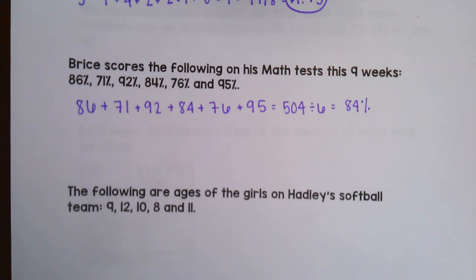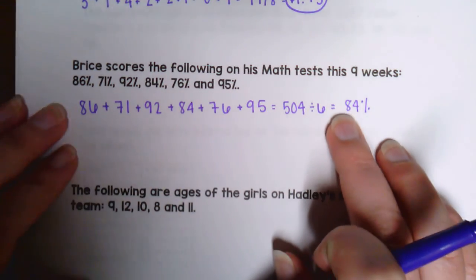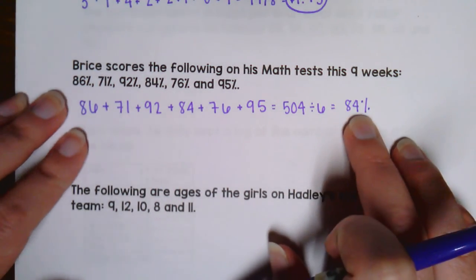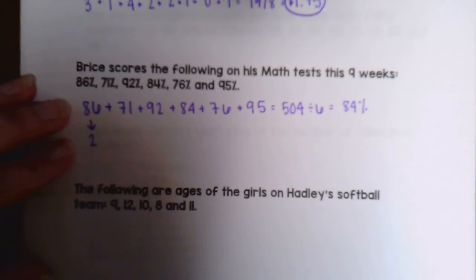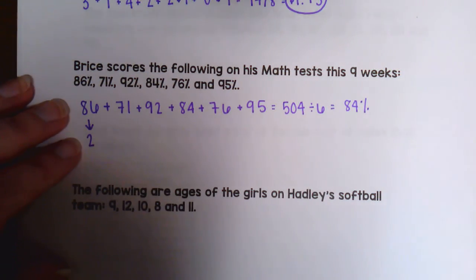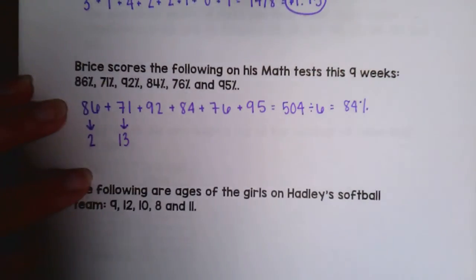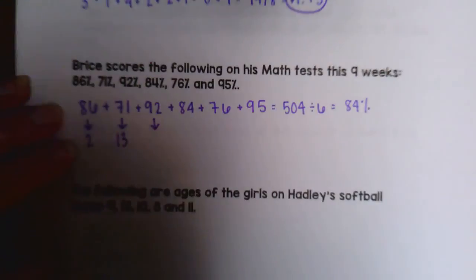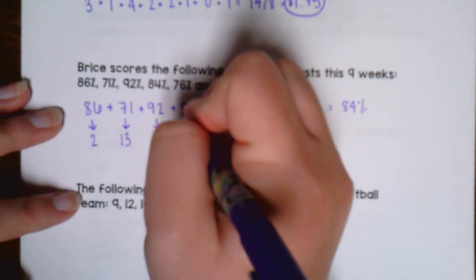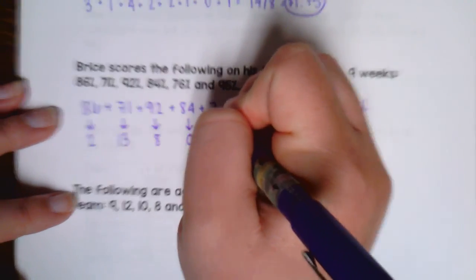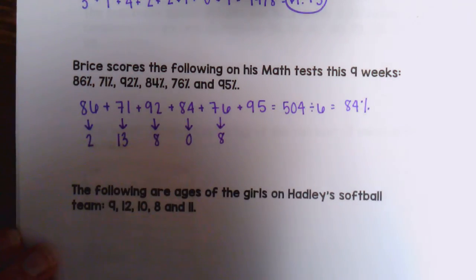Then I need to see how far each of these numbers is from 84%. Did I say 86? I meant 84. So 86 is 2 away. And then 71, you can use your calculator, you can count on your fingers, whichever way is best for you, is 13 away. 92 is 8 away. 84 is 0 away. 76 is 8 away.